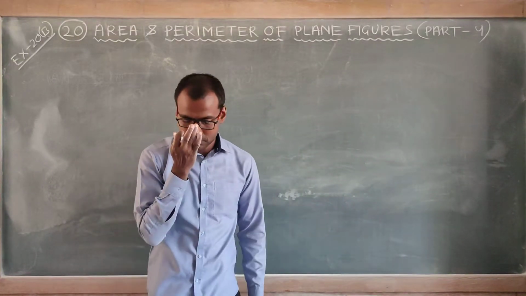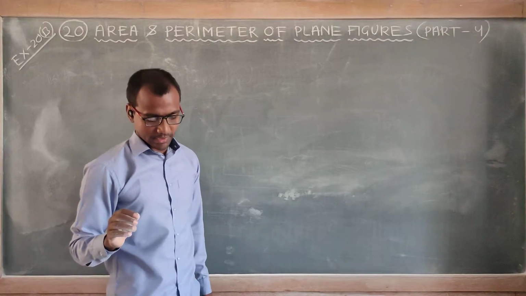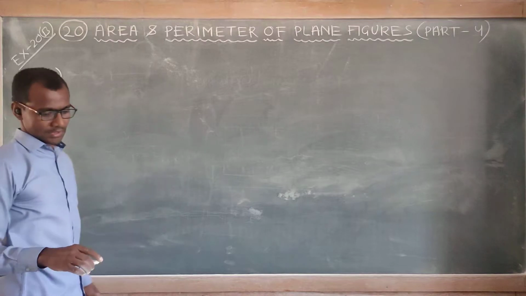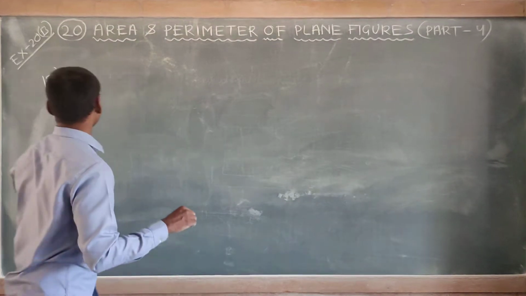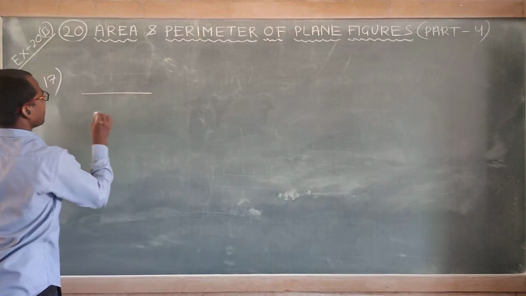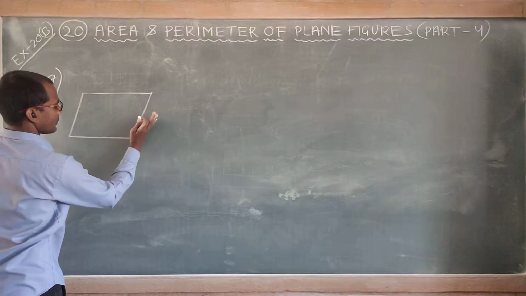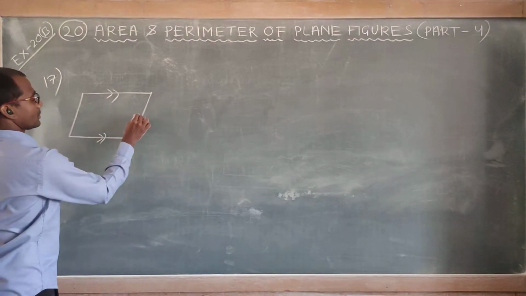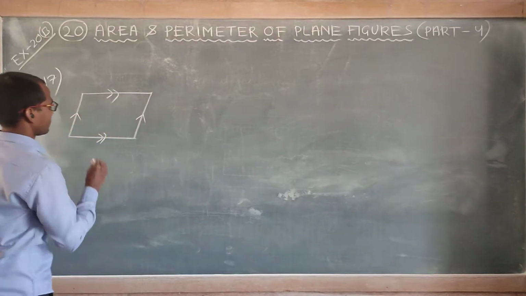Next, question number 17. Two adjacent sides of a parallelogram are 24 cm and 18 cm. Okay, so let us draw a parallelogram roughly. This is a parallelogram. Adjacent sides are 24 and 18.